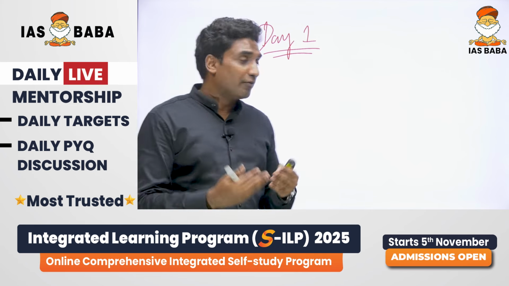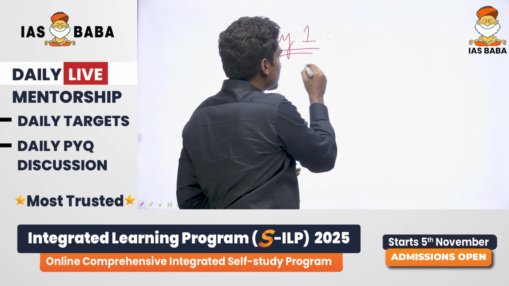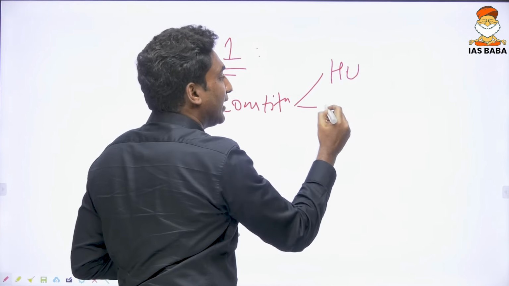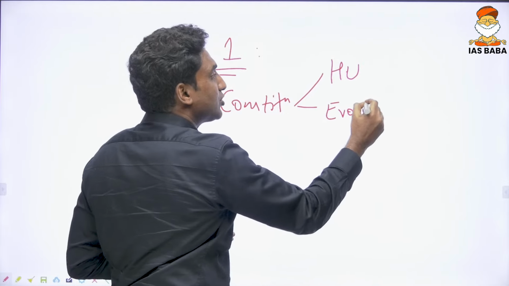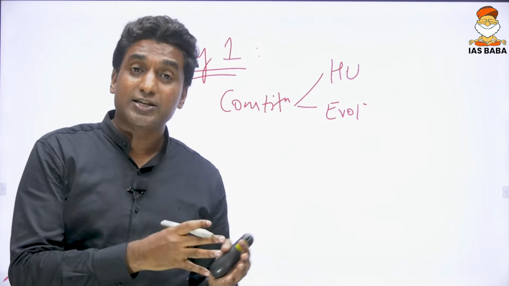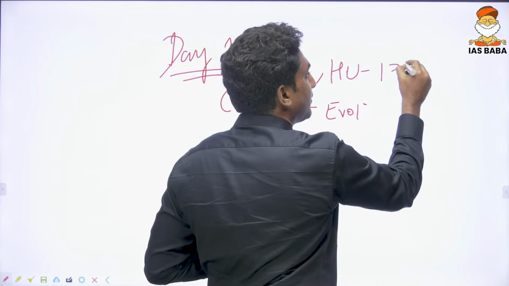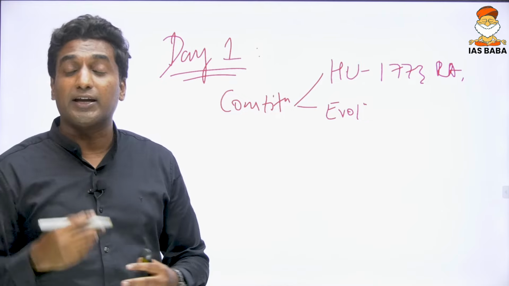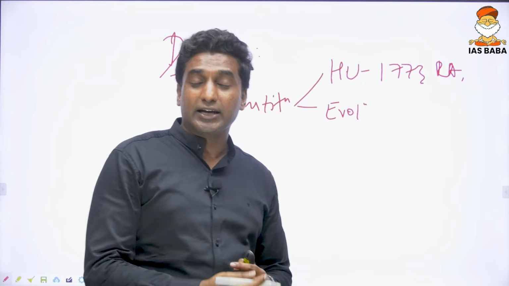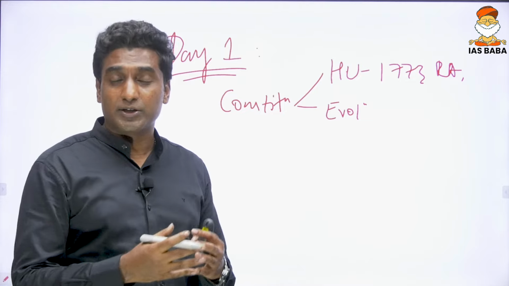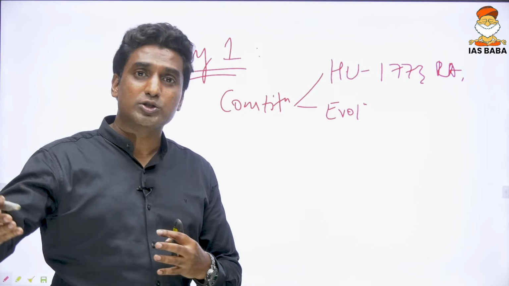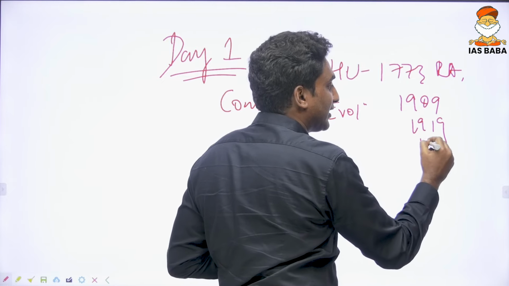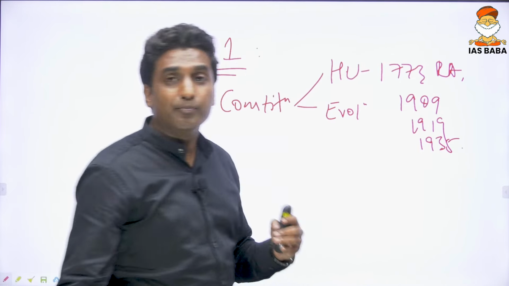So coming to day 1, where we see the Indian Constitution, related to the Constitution you have historical underpinnings and the evolution of the Constitution. In the historical underpinnings, it starts off from the 1773 Regulating Act to Pitt's Act to the 1813 Act, 1853 Act, 1858, where the Crown's rule comes into the picture. Then 1861, it all goes to 1909, 1919 and the 1935 Act. So these are the important acts that you'll be studying.